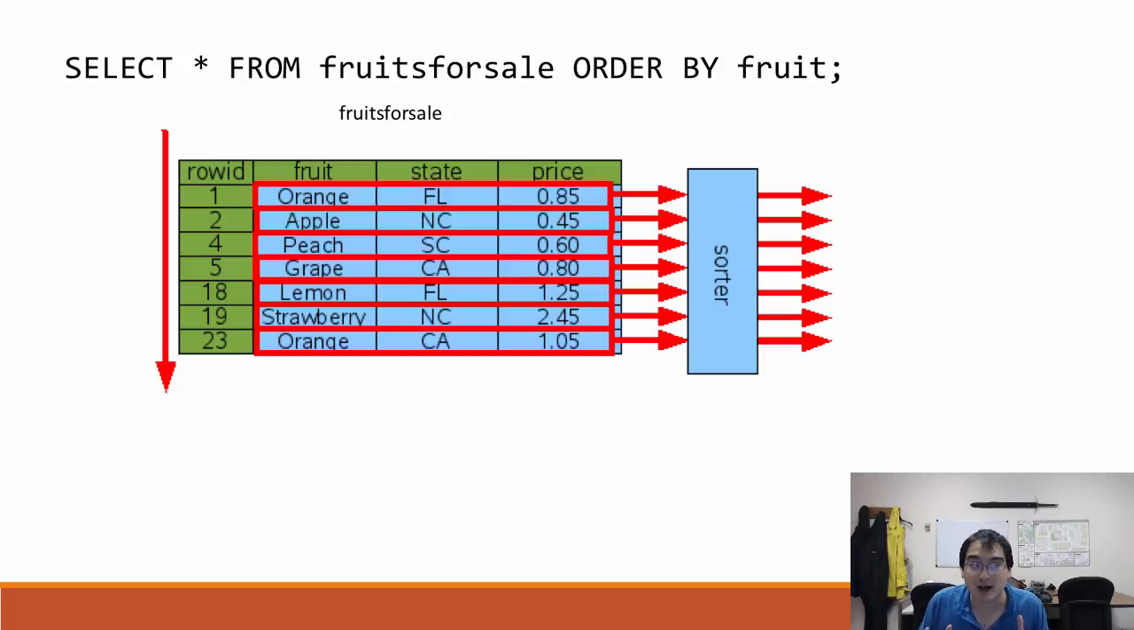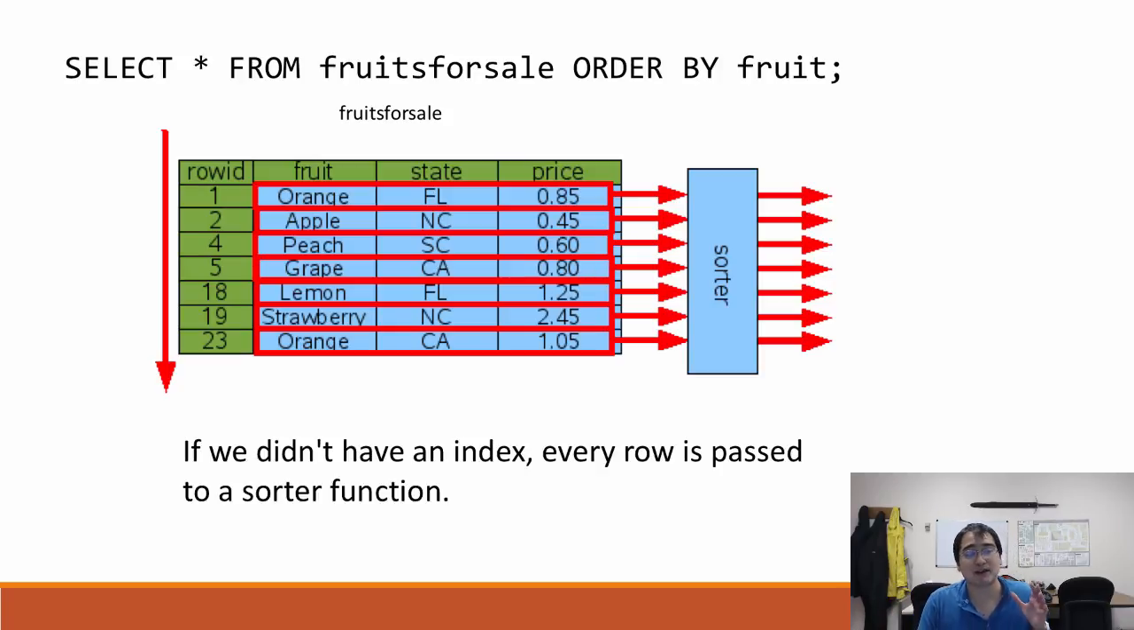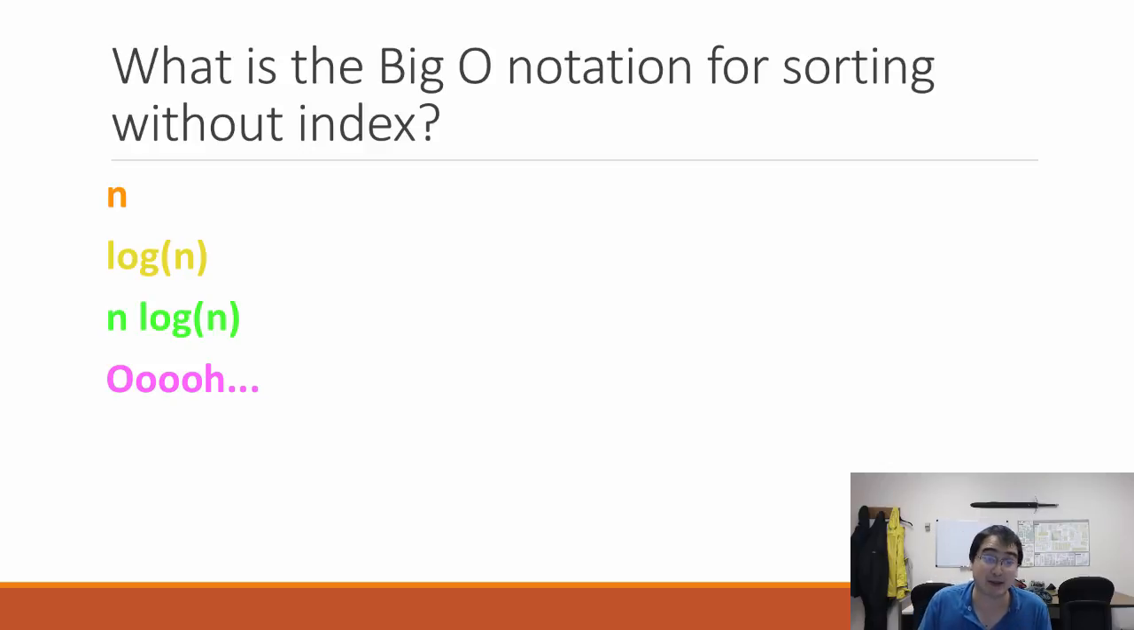And this sorter is often quite expensive, especially if you're working with millions of rows and large data sets. So sorting is an expensive thing to do. And if you have to sort your entire table every time that you have a select statement, that can be very expensive. So because we don't have an index, we have to sort everything together. And so what is the big O notation for sorting without an index? If you don't know immediately what the big O notation for sorting a list is, you probably shouldn't be in this class. It is n log n.